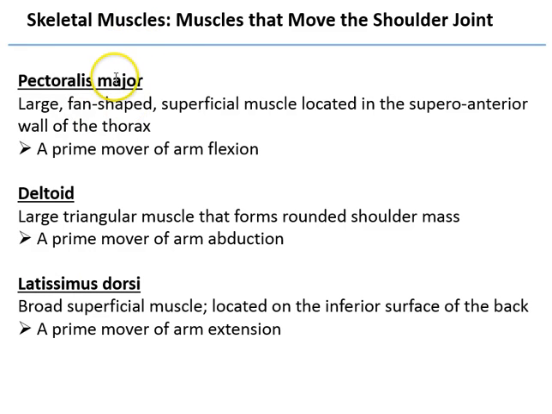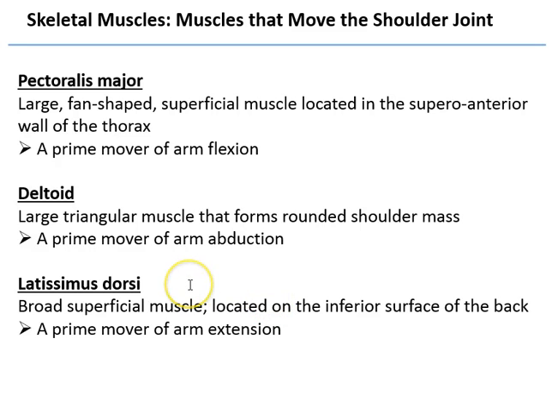Firstly, we have the Pectoralis Major, a large fan-shaped muscle located on the superior surface of the anterior wall of the thorax. It's a prime mover of arm flexion. The deltoid, a large triangular muscle that forms your rounded shoulder masses, can abduct the shoulder joint, so you can have movement of the upper limb away from the midline of the body.